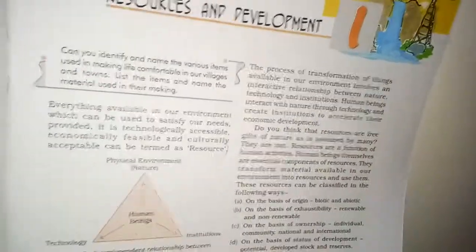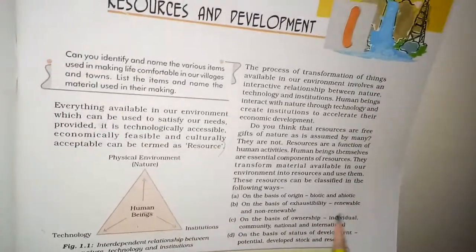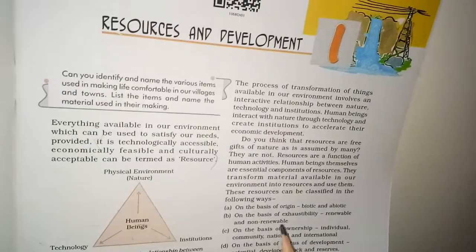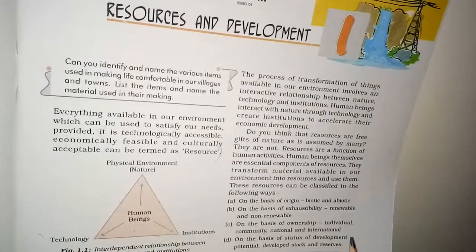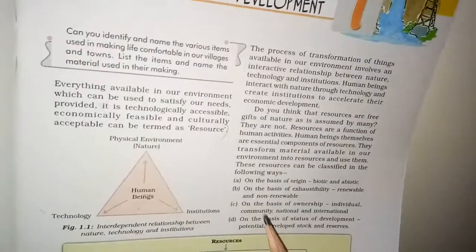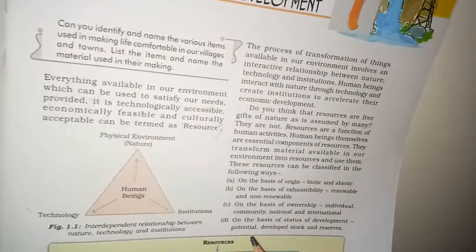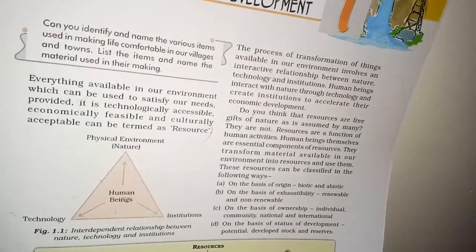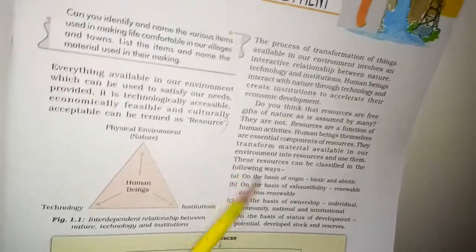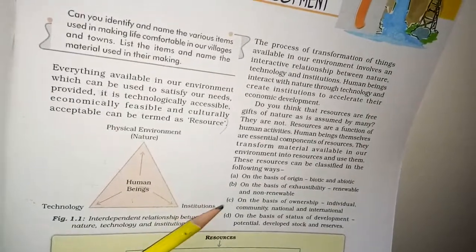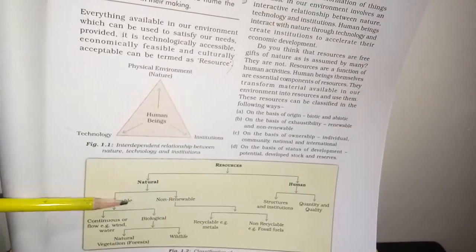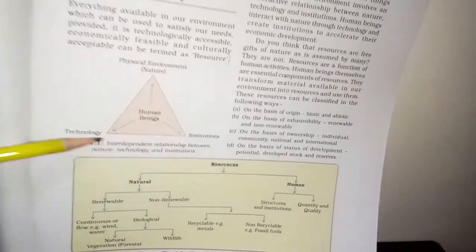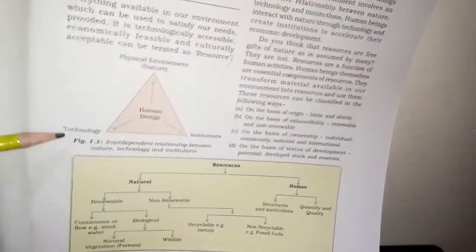Now, these resources can be classified in the following ways. A, on the basis of origin, that is biotic and abiotic. B, on the basis of exhaustibility, that is renewable and non-renewable. C, on the basis of ownership, that is individual, community, national and international. D, on the basis of status of development, that is potential, developed, stock and reserves. About these four we will learn in our next class, and here is a chart that is given. Please go through this chart, it is very important.